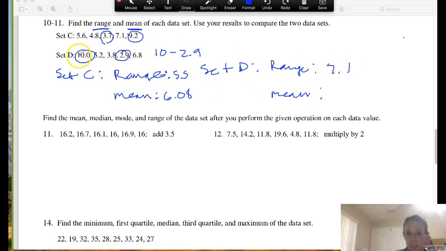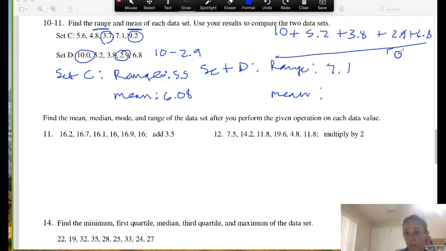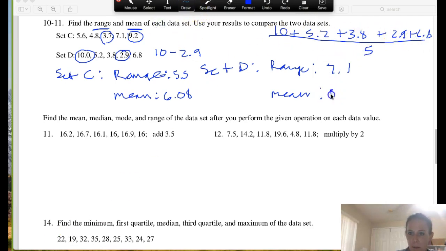Now let's look at our mean. We're just going to add them up. So the mean is just going to be 10 plus 5.2 plus 3.8 plus 2.9 plus 6.8. And how many data points are there? 1, 2, 3, 4, 5. There's 5 data points, so divide by 5. And that was the slantiest line I've ever made. Go ahead and do this on a calculator, and you should come up with 5.74.